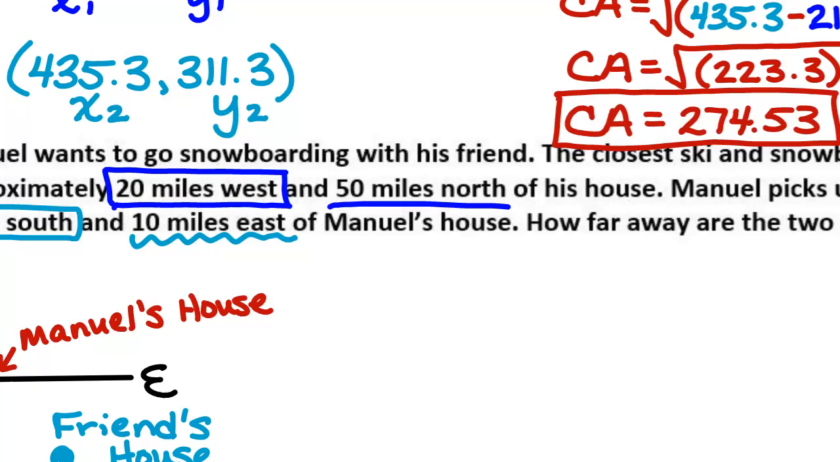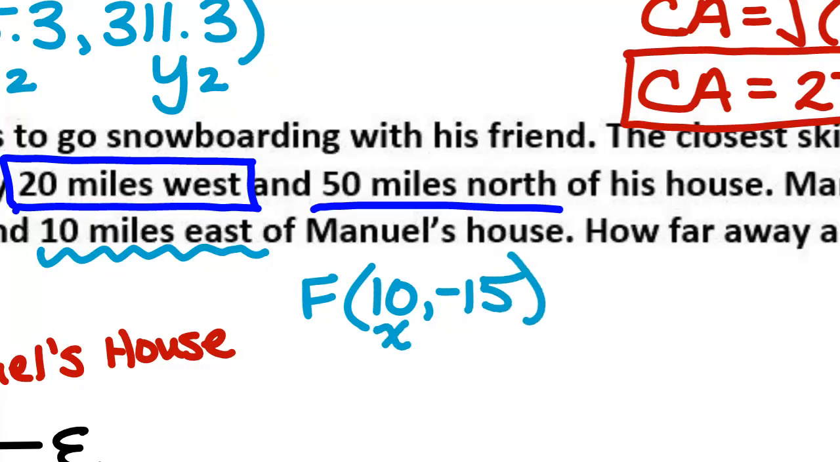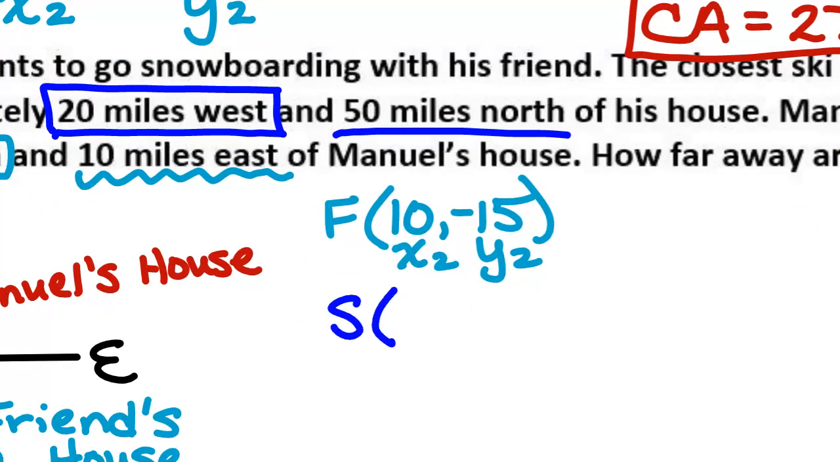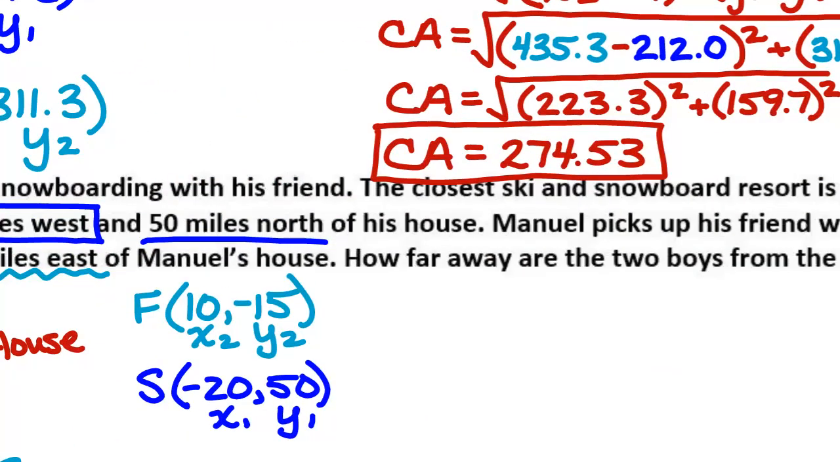How far away are the two boys, because Manuel went to pick up his friend, how far away are they from the ski resort? So we want to find the distance from the friend. Friend is 10, negative 15 from the ski resort. So I'm going to call that point S. That's going to be my X1, Y1. It does not matter which one we call X1, Y1, which one we call X2, Y2. I could have called the friend's house point 1 instead of point 2. Does not matter.